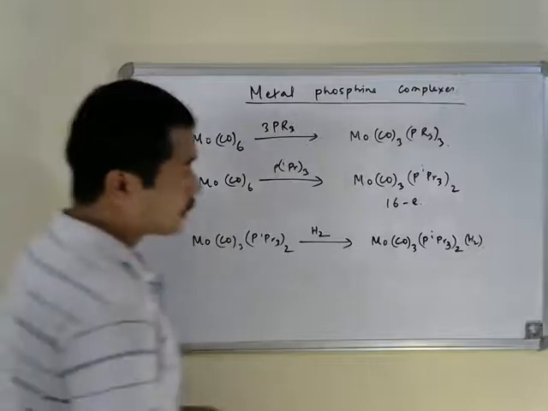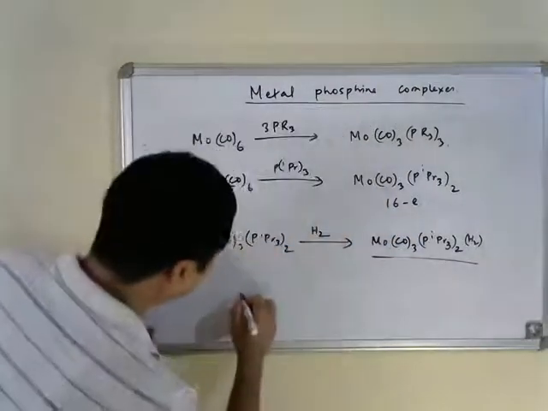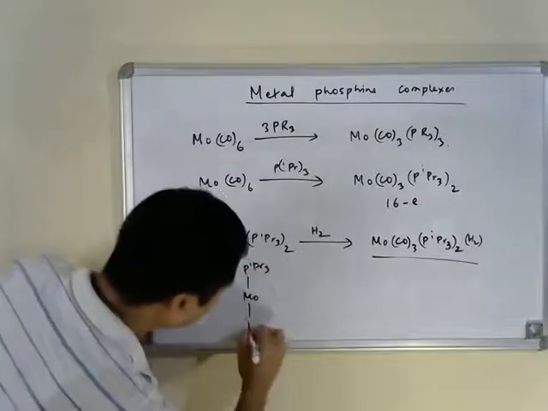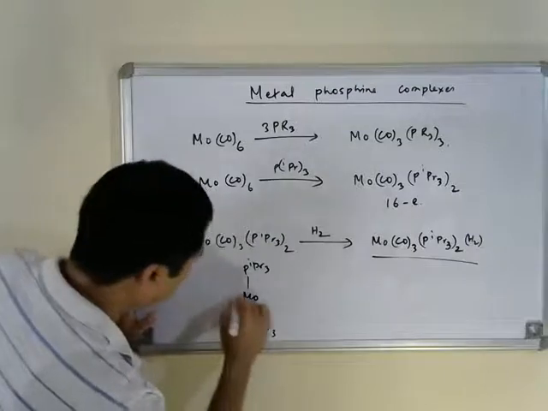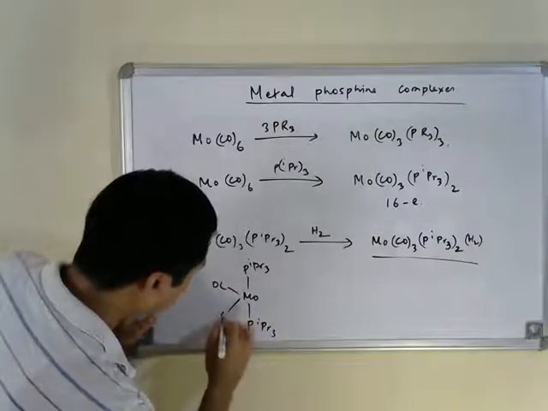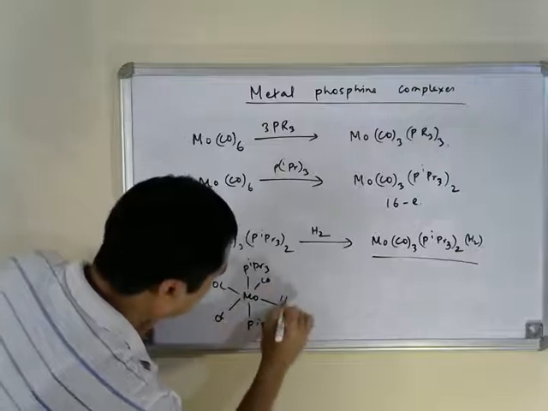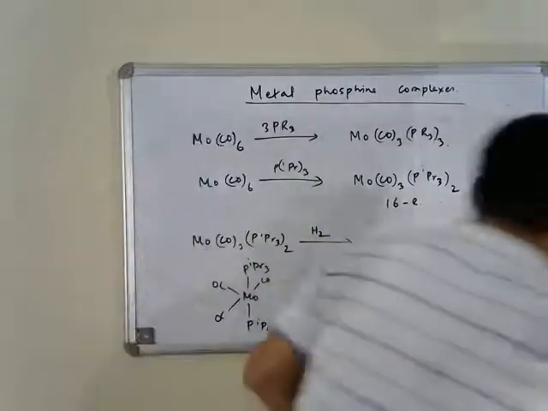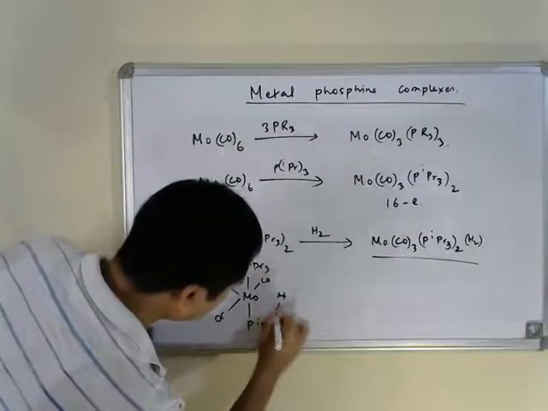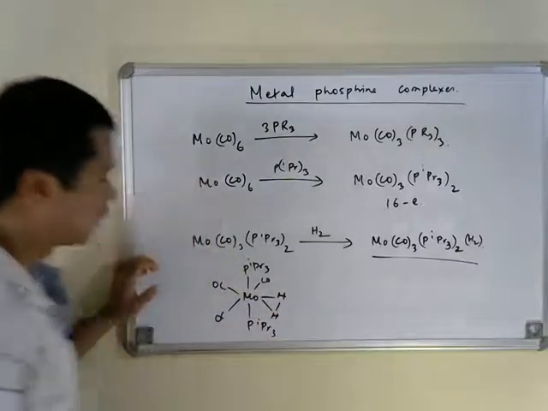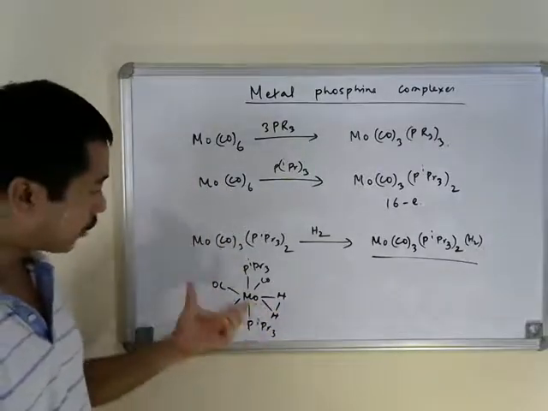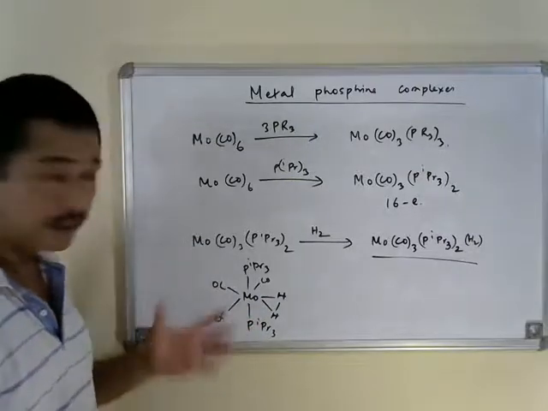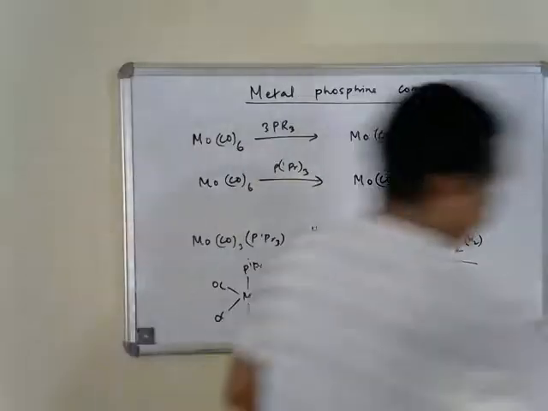And if you look at the structure of this complex, what you will see is that the 2 phosphine ligands are trans to each other, while the dihydrogen ligand is coordinated to the metal center in this fashion. So now dihydrogen can occupy the coordination site on the molybdenum center because it is less bulky and it can be accommodated around the metal center.